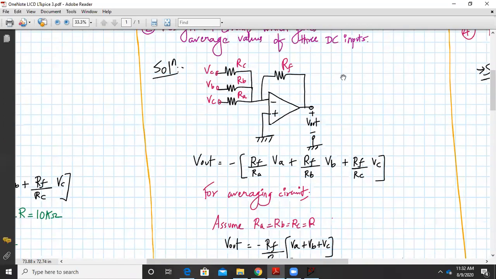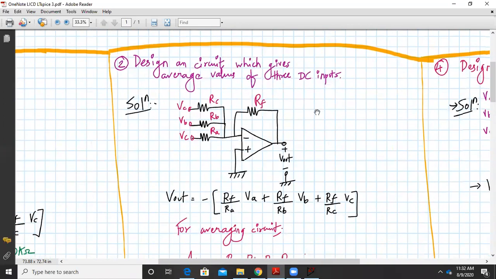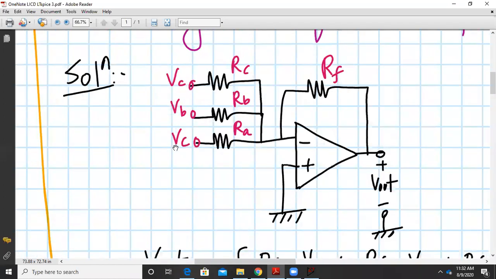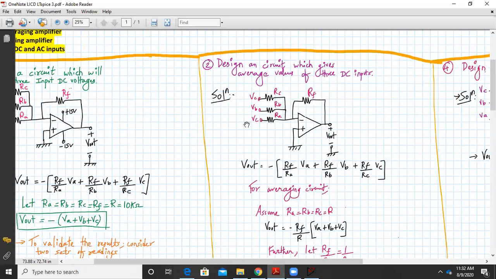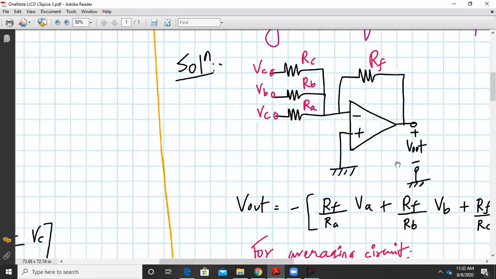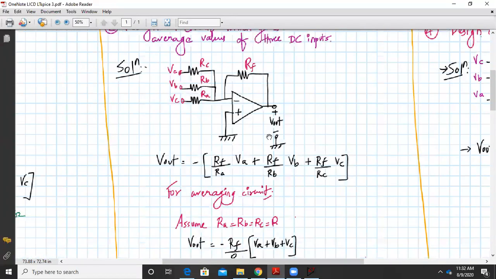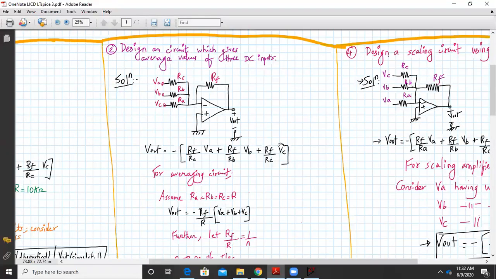So this is the second design. We need to design a circuit which gives the average value of the 3 DC inputs applied. Again, this is a circuit with inputs VA. Okay, there is a mistake over here. This should be VA, this should be VB, and this should be VC. So please take note of it. This should be VA, VB, VC, and the output expression will be, oh, sorry.